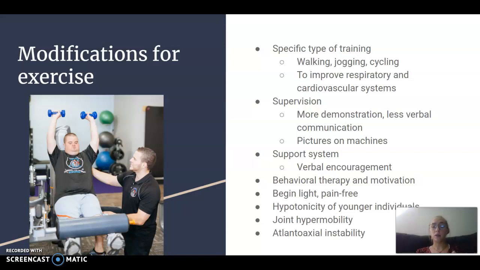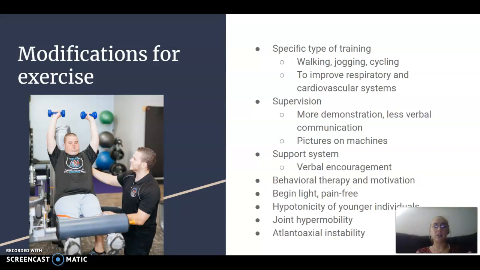I think it's super important to always have supervision, especially for beginners, especially for younger children, or for low-functioning patients. And then they respond better to demonstration as far as exercising. So maybe doing it with them, doing it before them, having pictures on machines so that they can see actually what it is they're doing and not just be told what to do. And then a support system is always super important. Verbal encouragement, motivation, all plays a role.